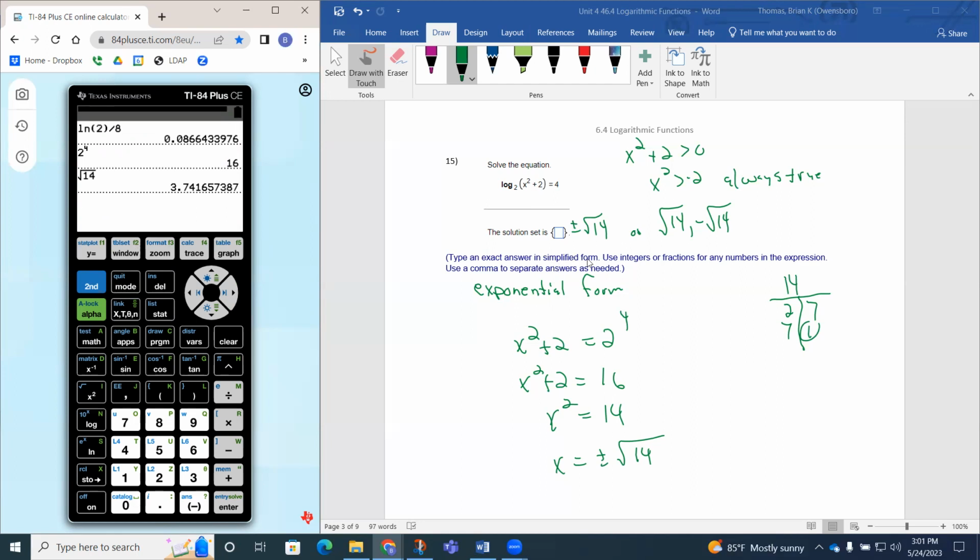But since they want the exact answer, we need the square root of 14 and a negative square root of 14. There would be those two solutions. So if you look at your graph, notice how there are 2 zeros, and notice how they're symmetric. This graph is actually an even function since it's symmetric to the y-axis.